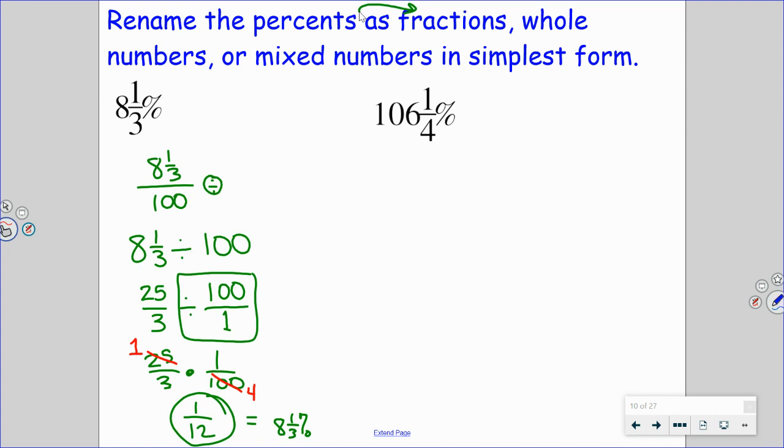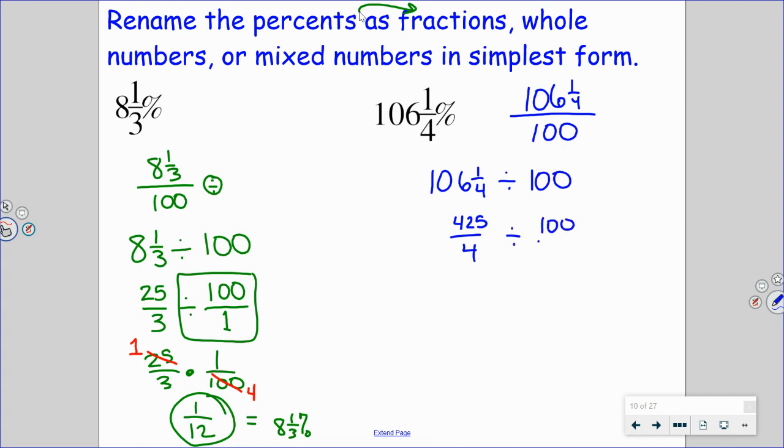All right, let's do the same thing here. Let's rewrite this. 106 and 1/4, excuse me. Write it as a percent, and let's rewrite that. 106 and 1/4 divided by 100. We'll change that into 425 fourths. We'll change that into 100 wholes. And of course, let's rewrite it.